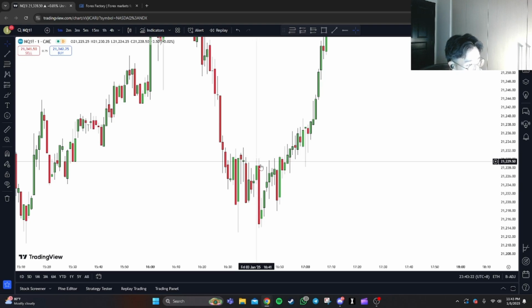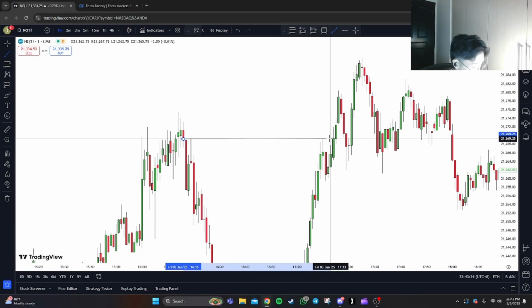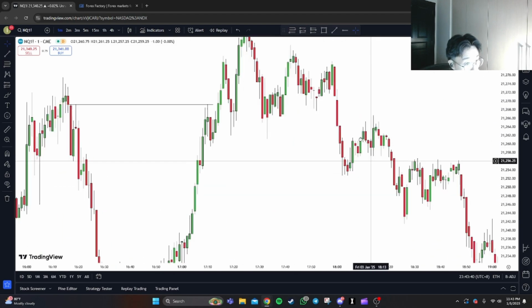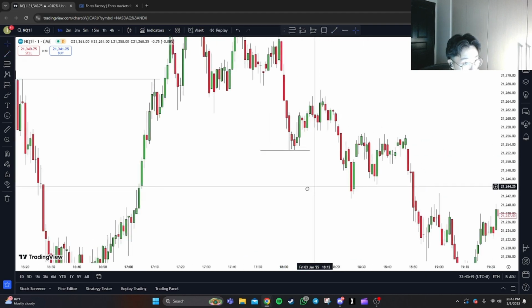You have 2 points. These are right next to each other, so it doesn't really count. Oh, there you go, you got one set right here. So these are equal highs and equal lows. You see how these 2 swing highs are exactly on the same price level. And you have equal lows right here. See that? These 2 points, equal lows.